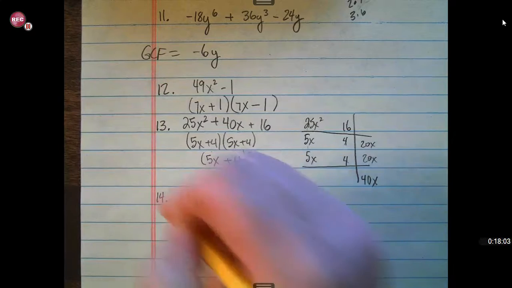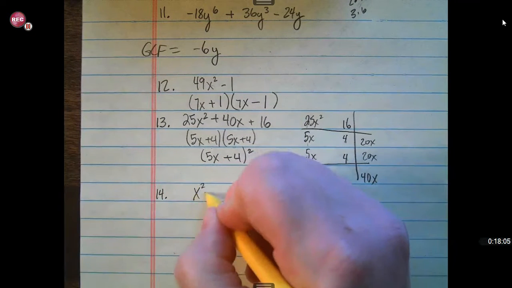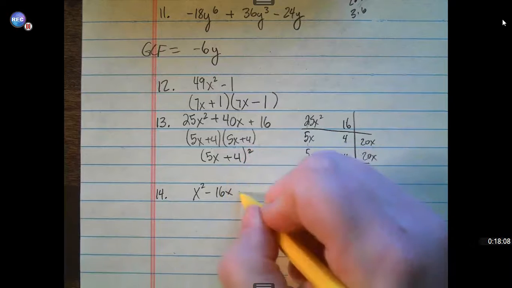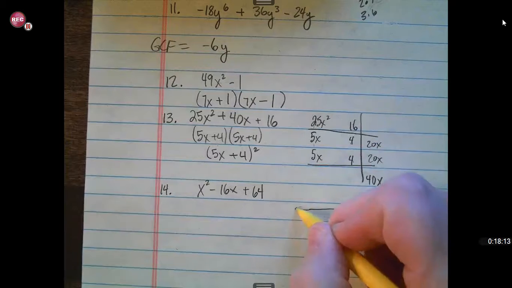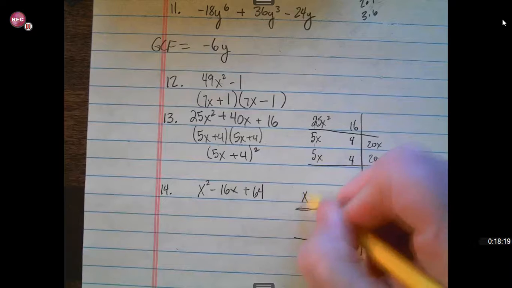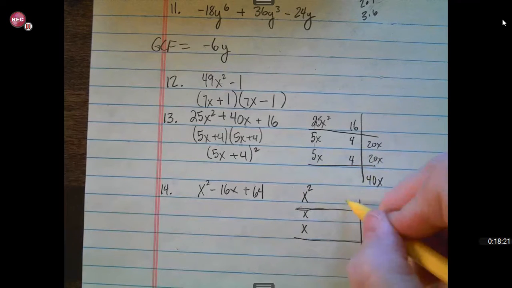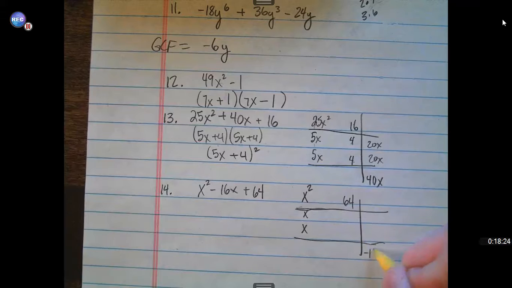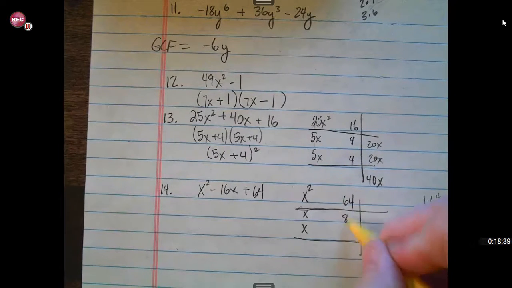14, x squared minus 16x plus 64. So no greatest common factor. It's not a binomial. So we go to our factor puzzle. X squared is x times x. 64, negative 16x. I could use 1 and 64, 2 and 32, 4 and 16, 8 and 8. And I think it's going to be 8 and 8.